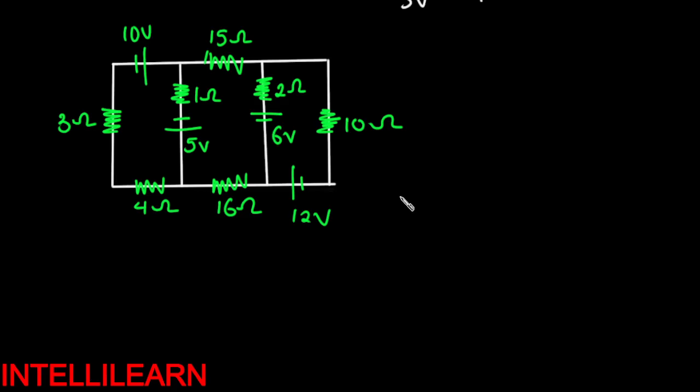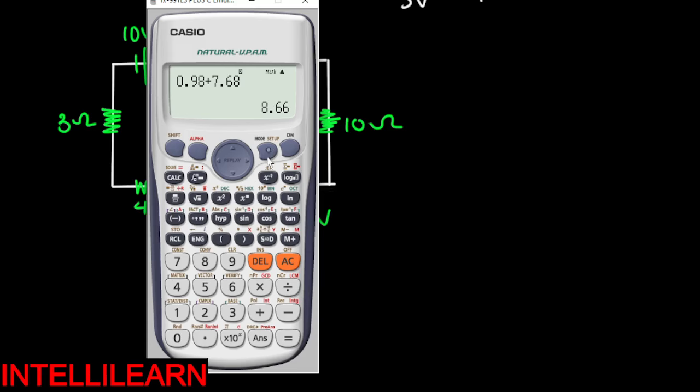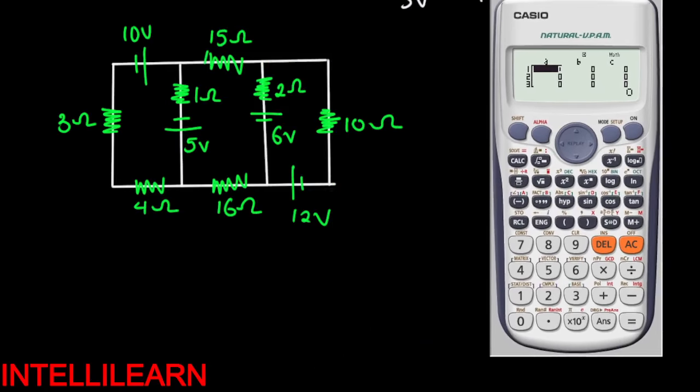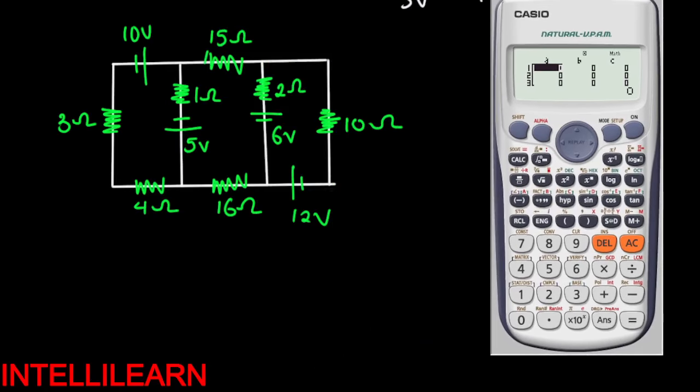So this is a 3-loop circuit, right? So how are we going to do this? Don't have any problem. So we pick our calculator, we choose simultaneous equation of 3 unknowns. We press mode, we press 5, we press 2.